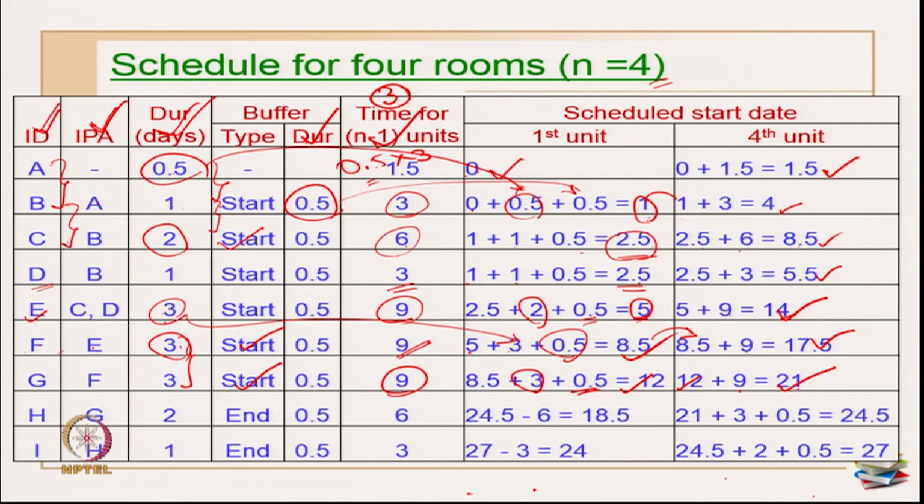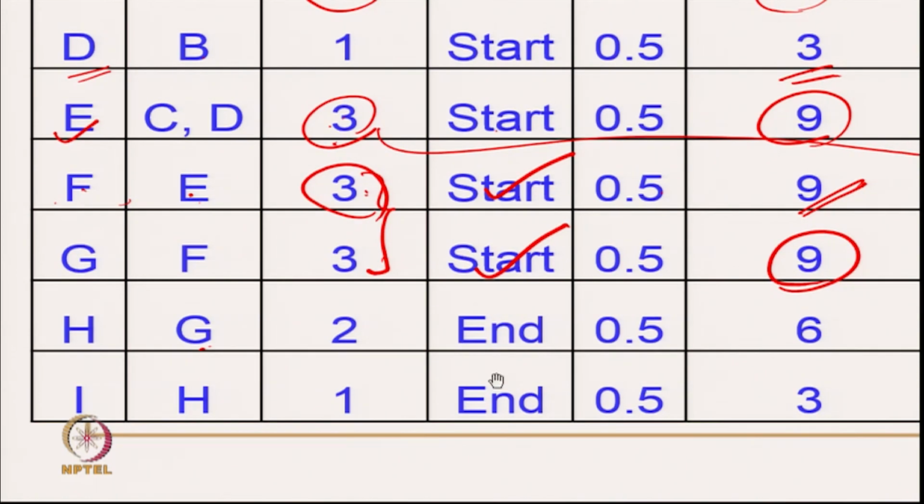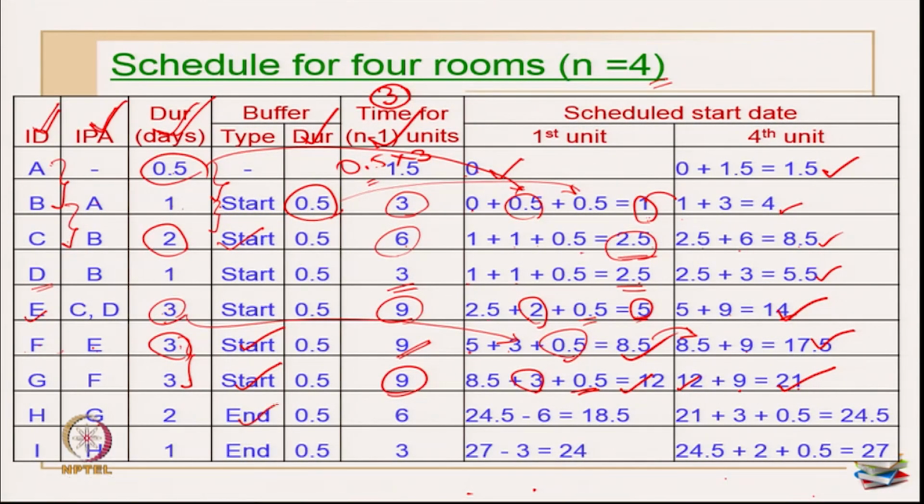Okay. Now activity H, the IPA is G. What about the duration? I have to compare H and G. This duration is 3, this duration is 2. So what happens here? This has a little smaller duration than the previous one. So we may have to introduce an end buffer here. Okay. So I have to start from the 4th unit only. Okay. Listen carefully here. Since the duration is a little smaller, I am introducing an end buffer.